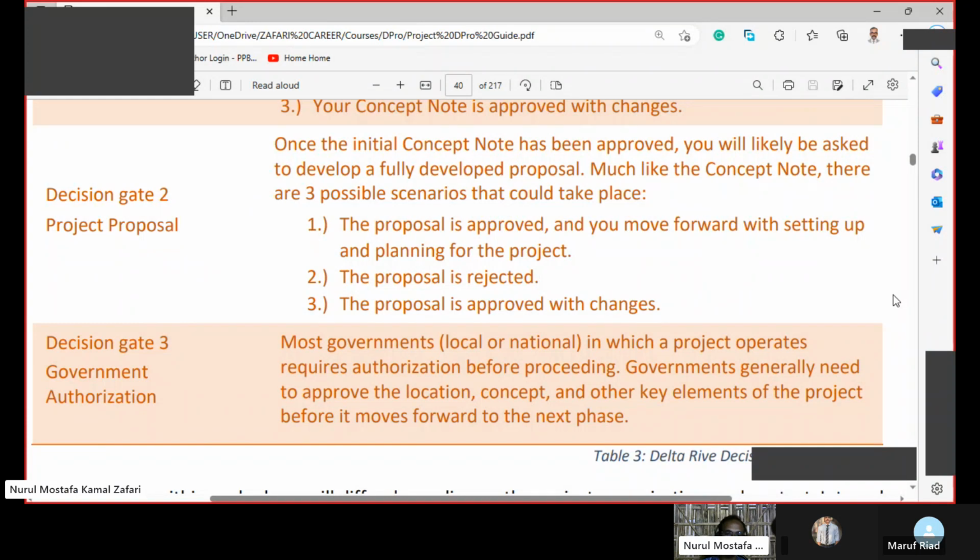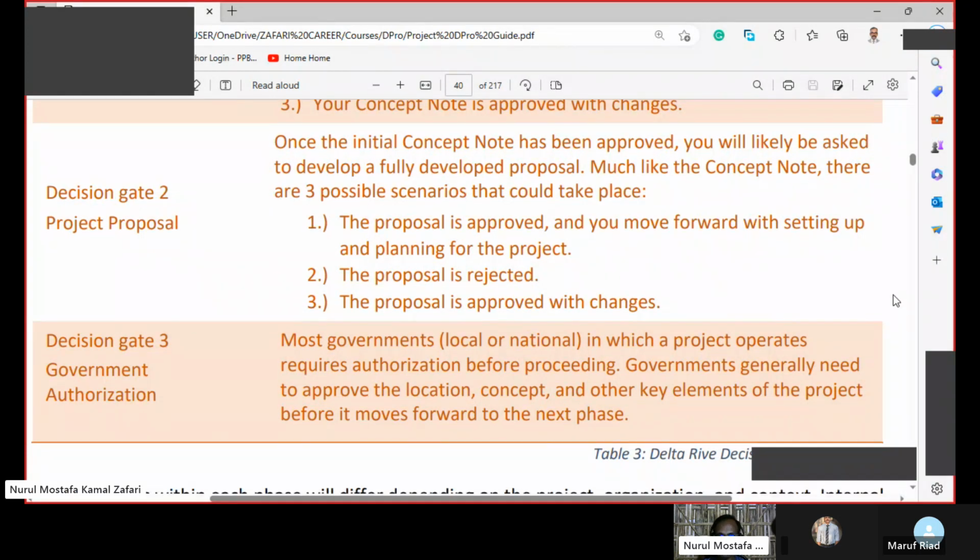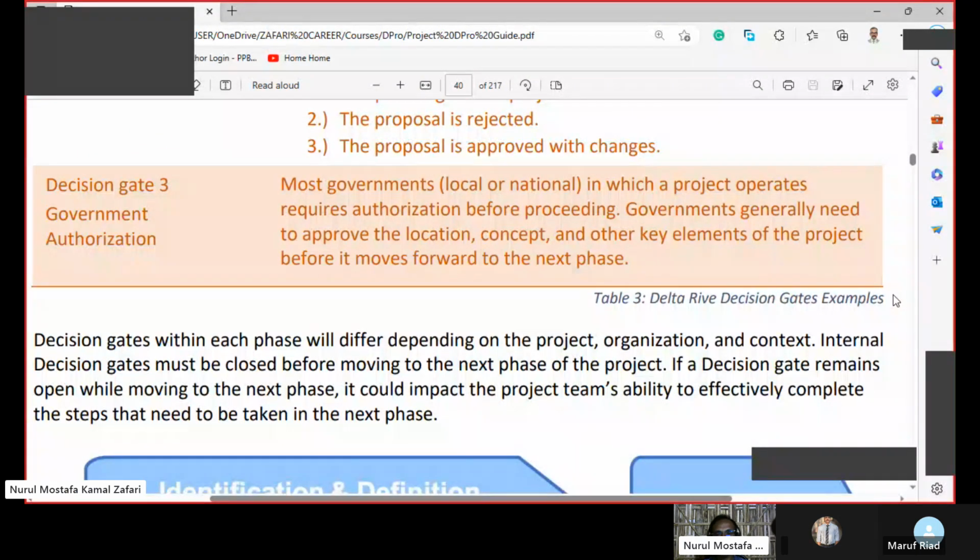Now decision gate 3, government authorization. Most governments, local or national, in which a project operates require authorization before proceeding. Governments generally need to approve the local location, concept, and other key elements of the project before it moves forward to the next phase.